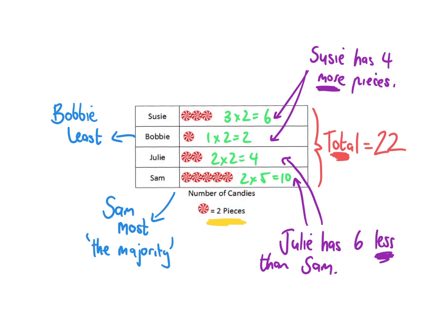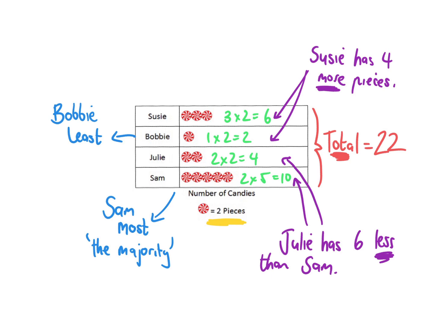If we look at the person who has the least amount of candy, we can see that's Bobby. Bobby has the least amount of candy with 2 candies. We can see that Sam has the most, or the majority of candy. He has 10 pieces of candy.